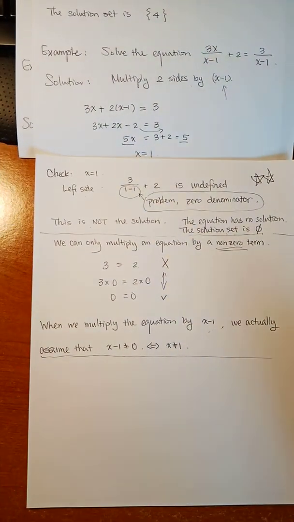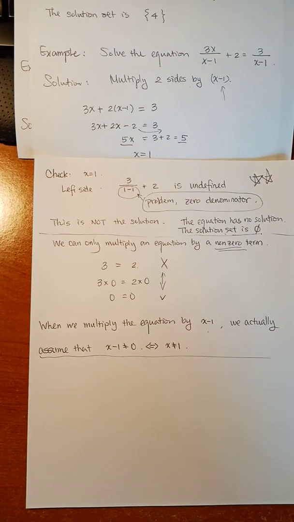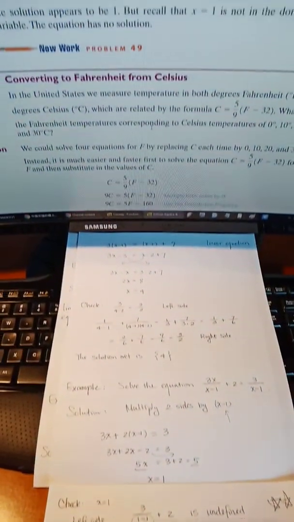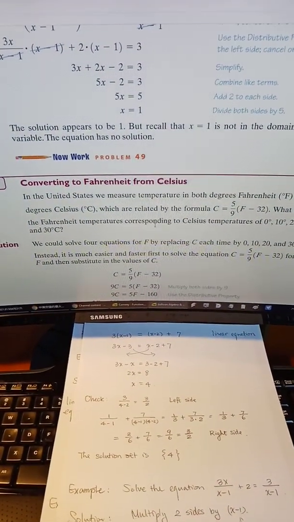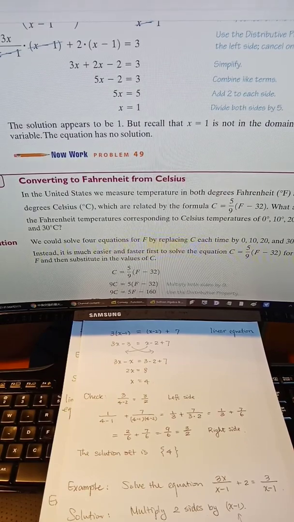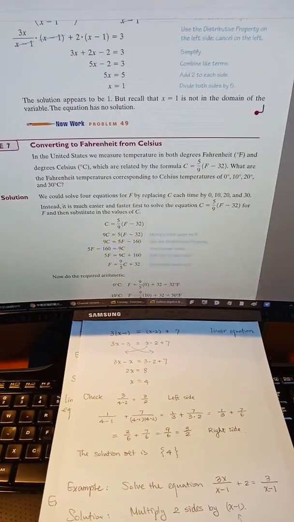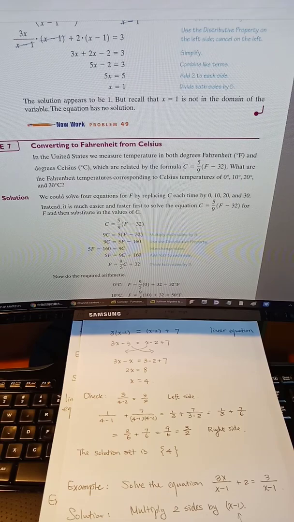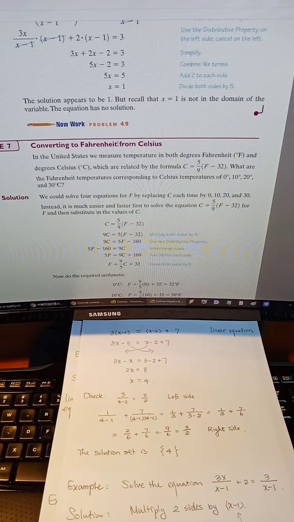And now let's see some word problems. I'm not trying to copy it, it's very long. It's a word problem. Let's see. Okay, it's example 7. I hope you can read it. Example 7: Converting to Fahrenheit from Celsius.